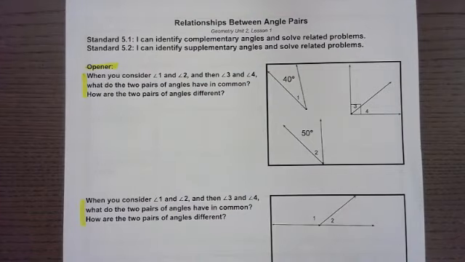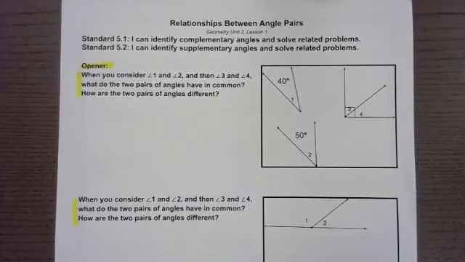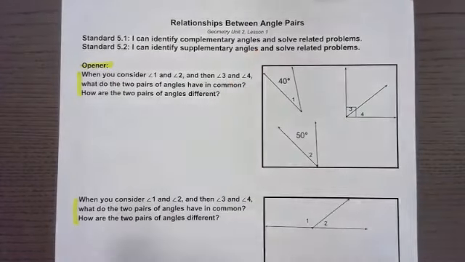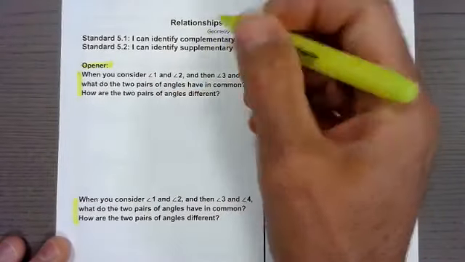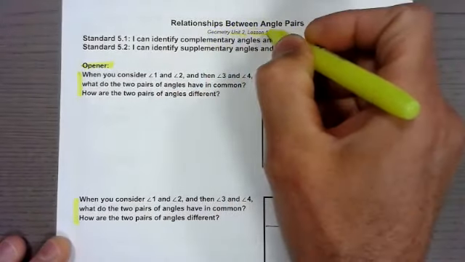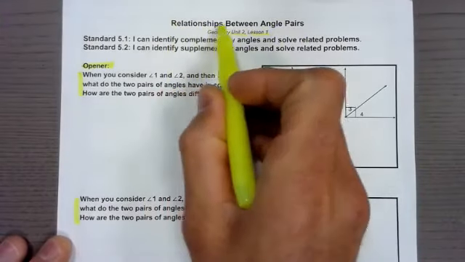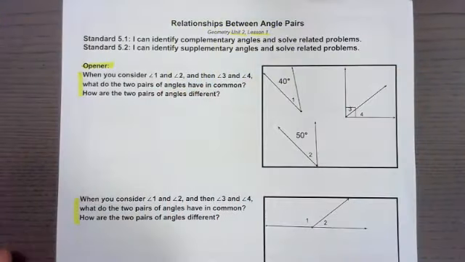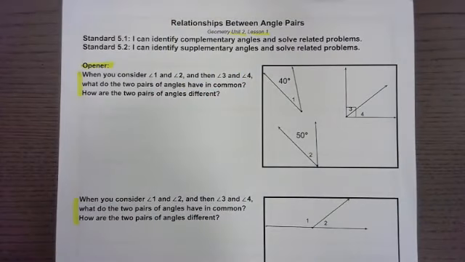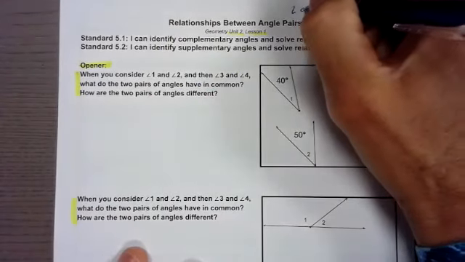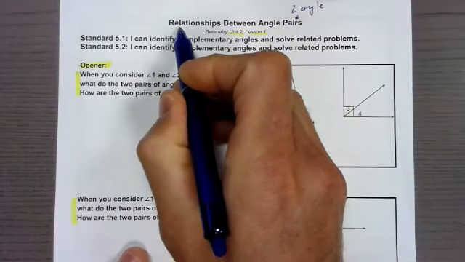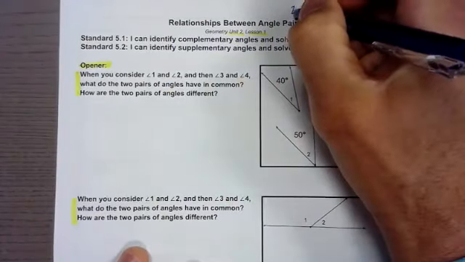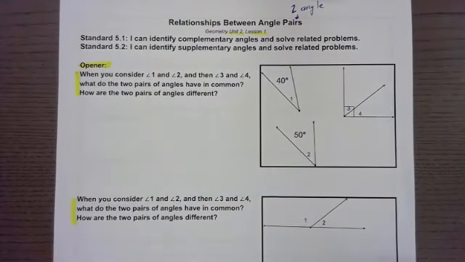Today we're going to be focusing on the first lesson in Unit 2. Right here, we've got relationships between angle pairs, Unit 2, Lesson 1. When we think about relationships between angle pairs, pairs tells us that we've got two angles, right? A pair refers to those two angles. And relationships means how those two angles work together with each other.